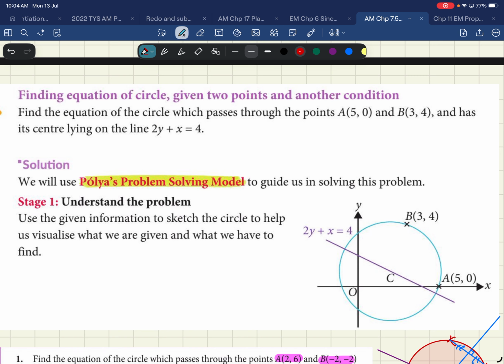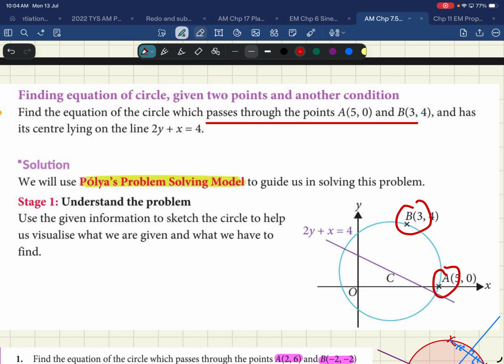You find the equation of the circle means you need the center and the radius, right? And the circle passes through 2 points. What do you mean by passes through 2 points? Listen up, it means that the points are on the circumference of the circle. Anyone lost?